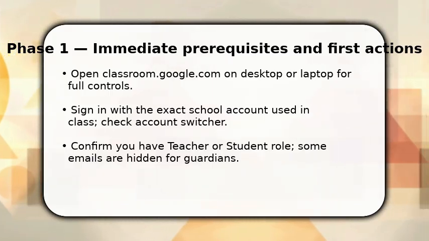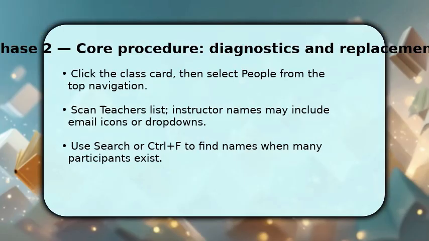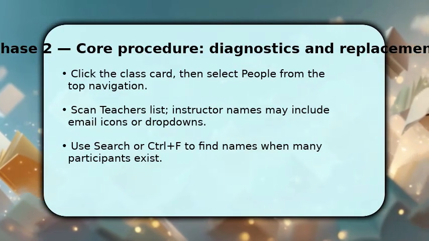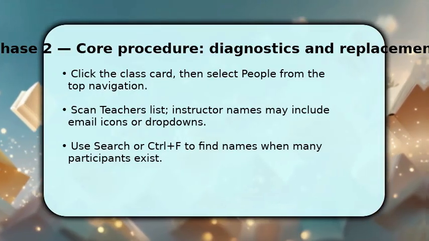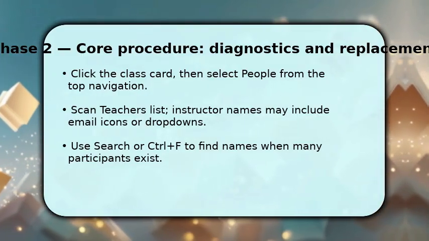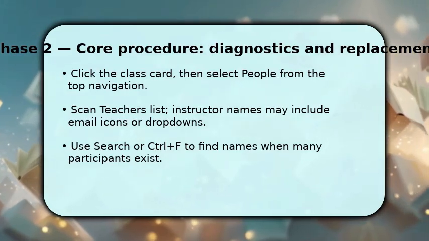Don't skip role checks. Now, enter the class and click People in the top row. This is the main step to view teachers. Once there, focus on the Teachers section. Each teacher row often shows a contact icon or a three-dot menu that reveals email details when allowed.